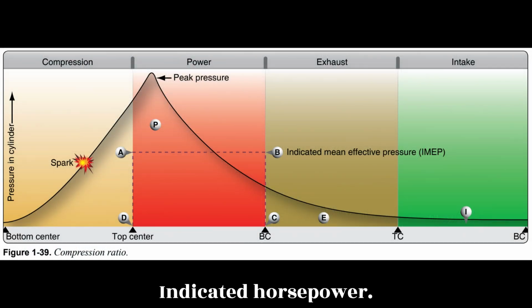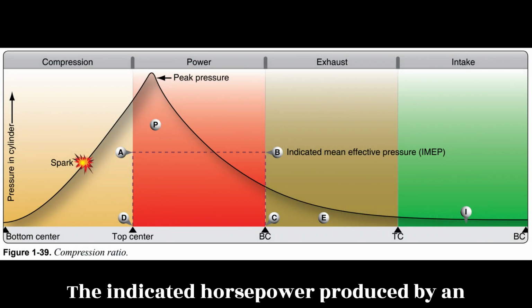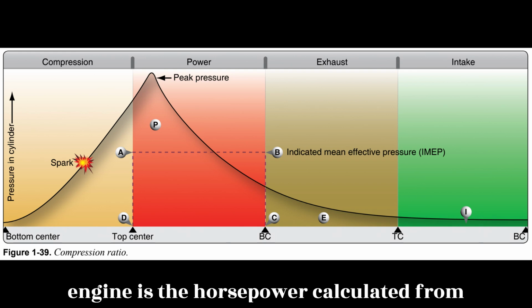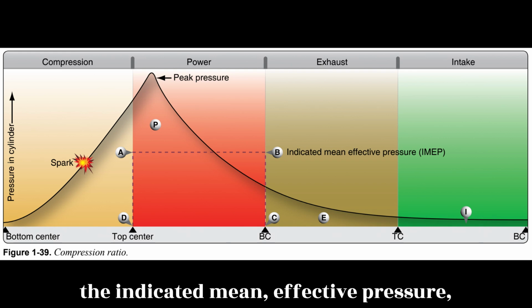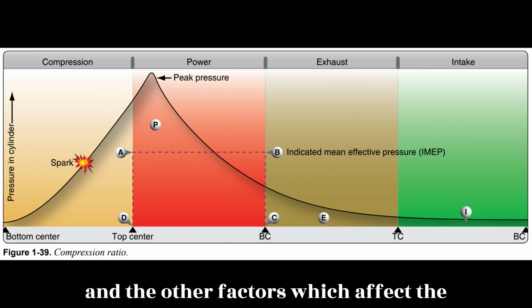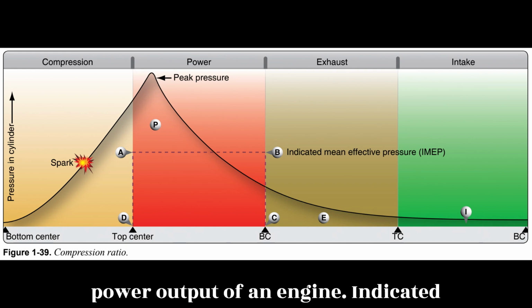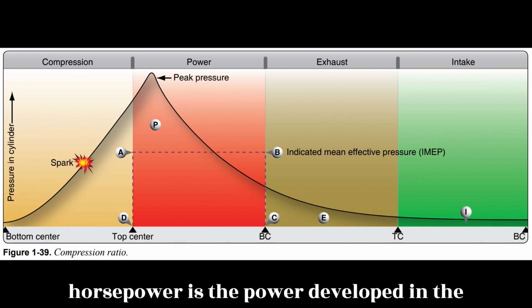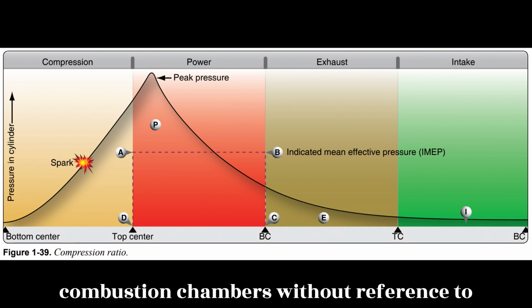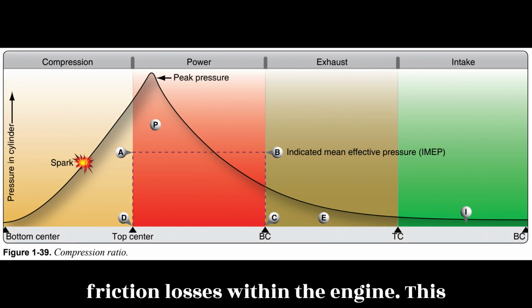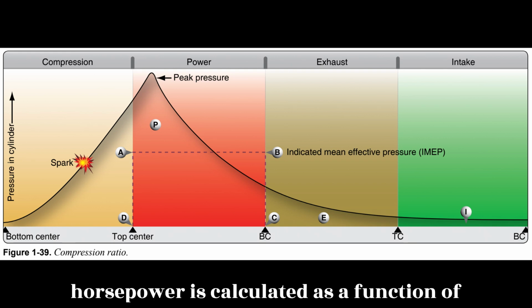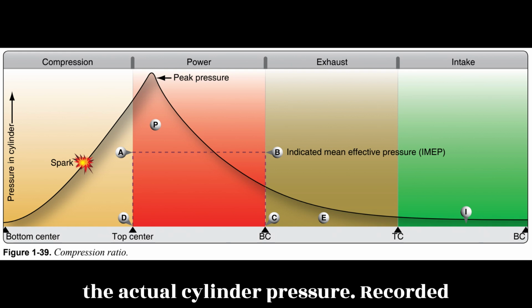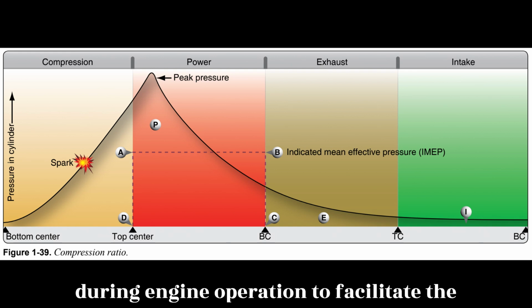Indicated horsepower. The indicated horsepower produced by an engine is the horsepower calculated from the indicated mean effective pressure and the other factors which affect the power output of an engine. Indicated horsepower is the power developed in the combustion chambers without reference to friction losses within the engine. This horsepower is calculated as a function of the actual cylinder pressure recorded during engine operation.